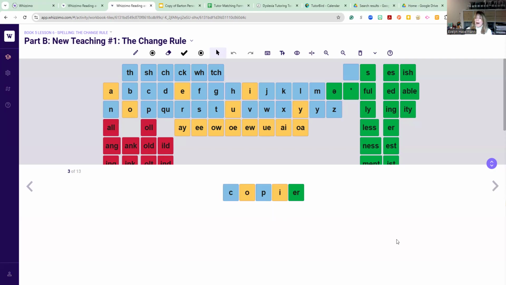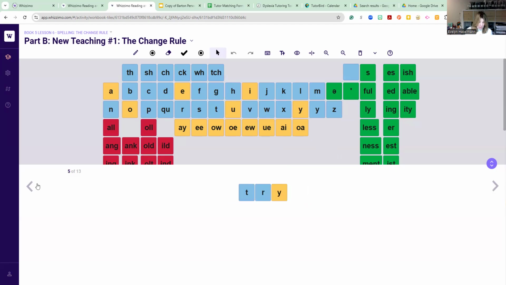The sound of the Y does not change there. So if we change copy to copied, this Y will keep the same sound. So we would change our Y to an I, and then we would add the suffix ed, meaning in the past.